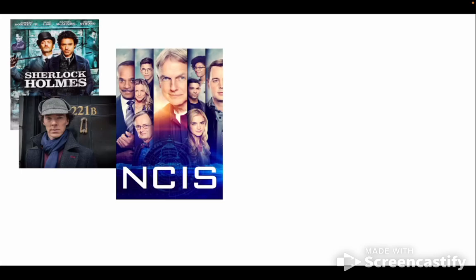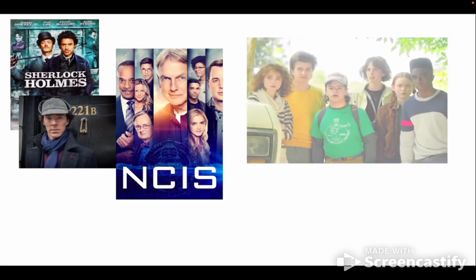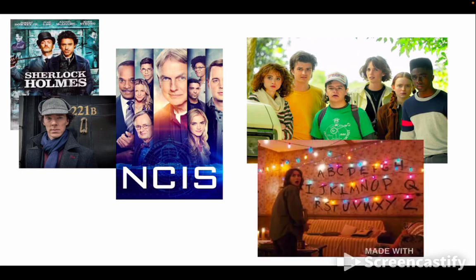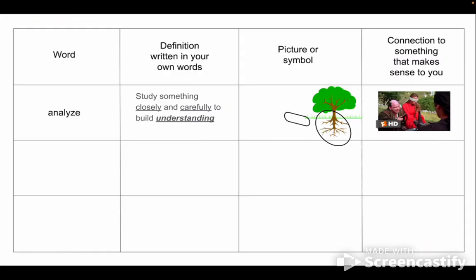Then the last box is connection. So analyze, we know, means to look at something closely, and that's what Sherlock Holmes does. That's what they do in murder mysteries, right? And even in Stranger Things, they are analyzing things to try and find out who the big baddie is, right? But my favorite was when the Vizzini in Princess Bride was trying to analyze where the poison was. So that's what I put. It's a connection to the word analyze that will help me remember what analyze is.